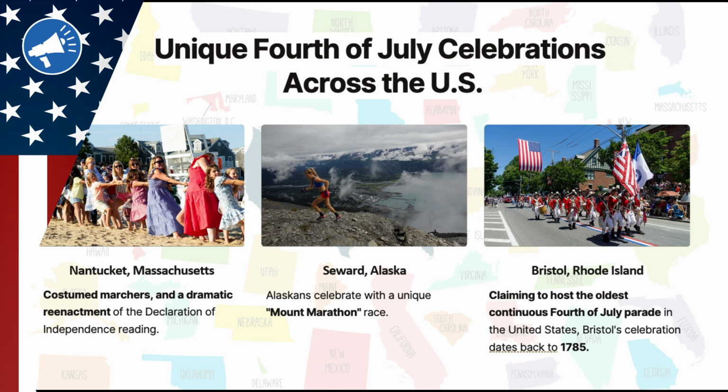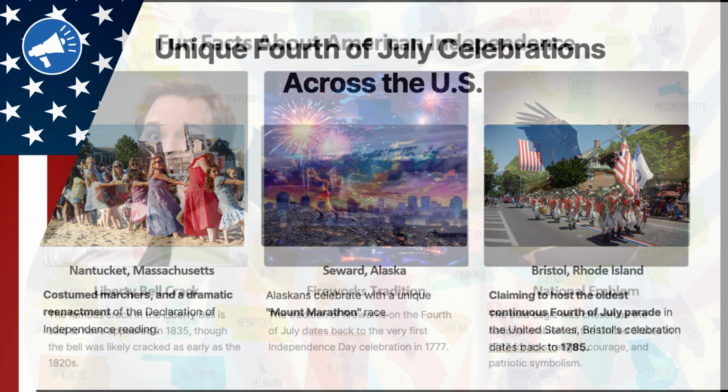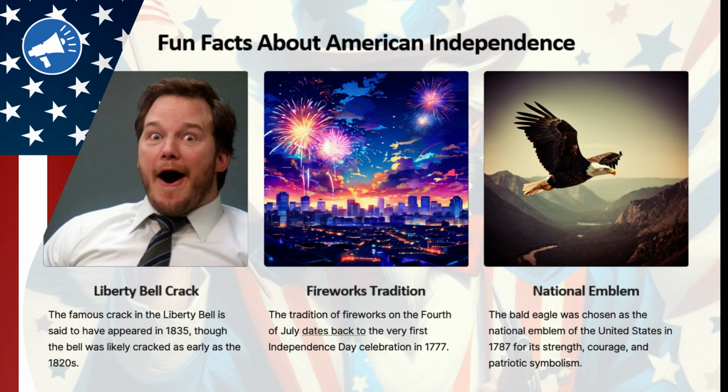Not all states have the same 4th of July celebration. In Nantucket, Massachusetts, there are custom marchers that reenact dramatic readings of the Declaration of Independence. In Seward, Alaska, they have a unique race. In Bristol, Rhode Island, they host the oldest continuous 4th of July parade in the United States.